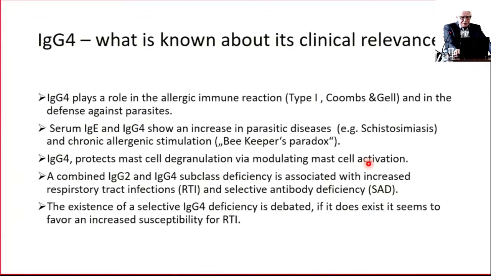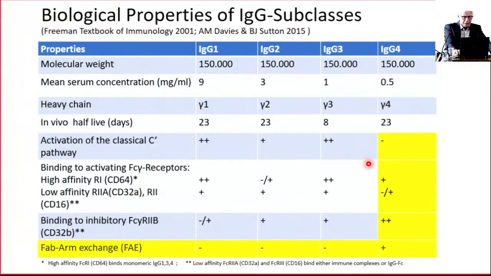Now, the existence of a selective IgG4 deficiency is debated. If it does exist, it seems to favor an increased susceptibility to respiratory tract infections. Now, let us have a look at the properties of IgG subclasses.